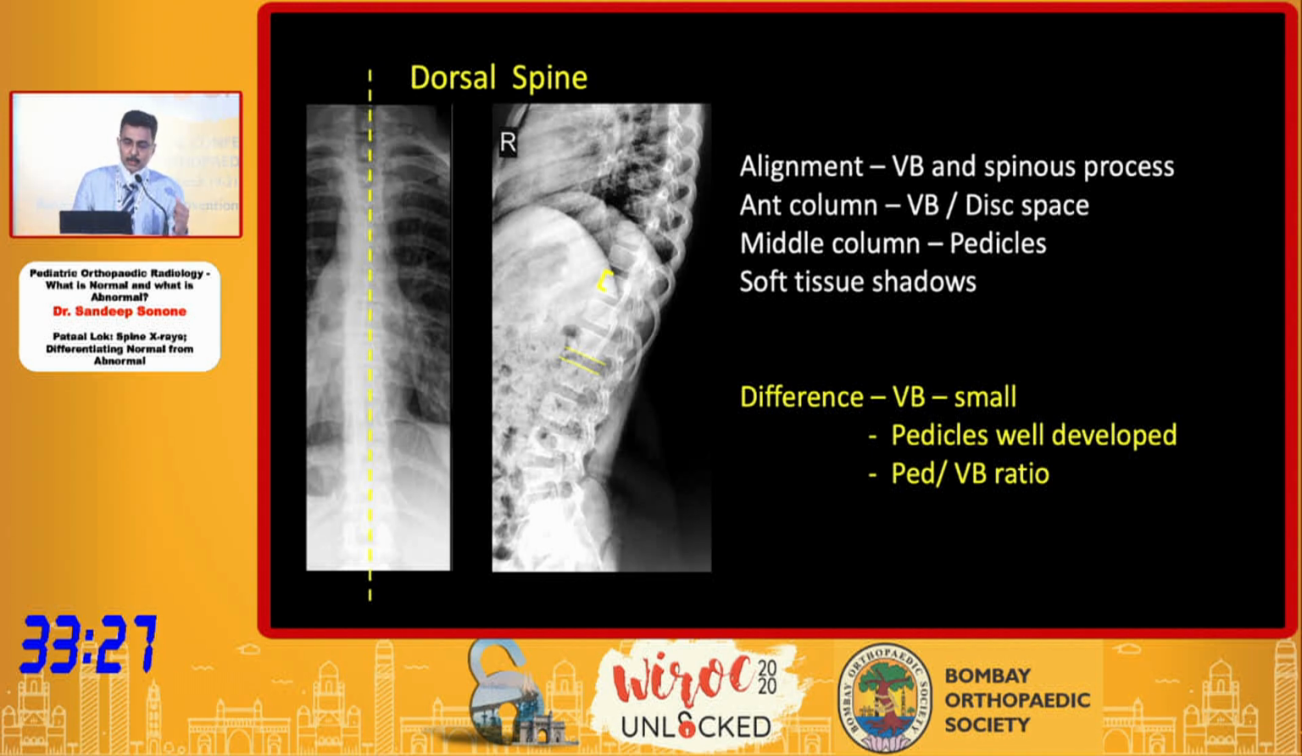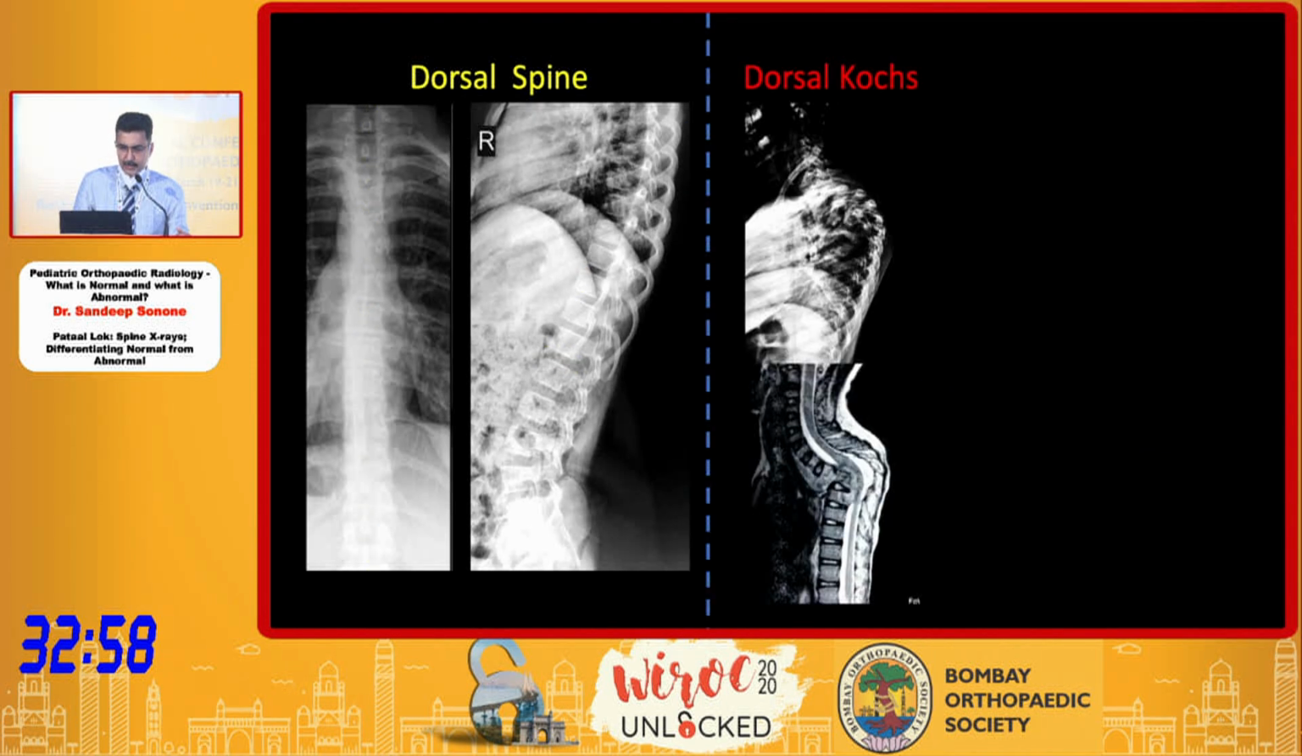You need to make a note of the alignment, the vertebral bodies and the spinous processes, the anterior column which indicates the disc space and the bodies, the middle column, the pedicles and the soft tissue shadows. One important thing in the pediatric age group is that although we feel that the pedicles are small, if you compare the diameter of the pedicles to the vertebral bodies, they are quite big. So there's a reversal of ratio between the pedicle and the vertebral bodies, which works to our advantage whenever we are planning instrumentation.